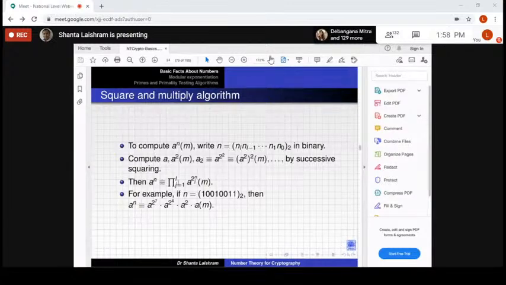Then A to the power n is nothing but the product of the parts A_1, A_2, etc., where these n_i are non-zero. So in this example, if n has the form 100100011 in binary notation, then A to the power n is A to the power 2^7, counting positions 0, 1, 2, 3, 4, 5, 6, 7, then A to the power 2^4, and A squared, and A. You just take these numbers by using successive squaring. This is called the square and multiply algorithm.